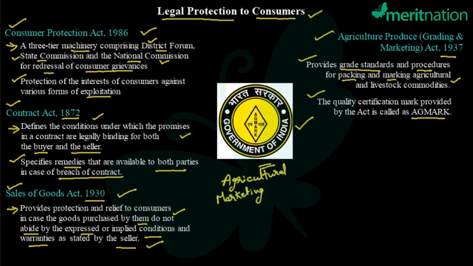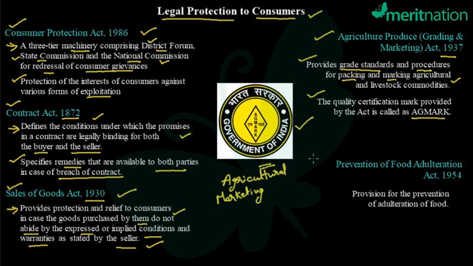With this, let's move on to the next act, which is Prevention of Food Adulteration Act 1954. As the name of the act itself implies, this act provides provisions for the prevention of adulteration of food. In other words, it protects the interests of the consumers by preventing any kind of adulteration in the food products. Now let's discuss some more legal protections provided to the consumers by the government.